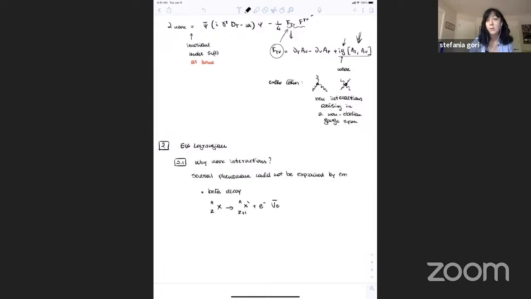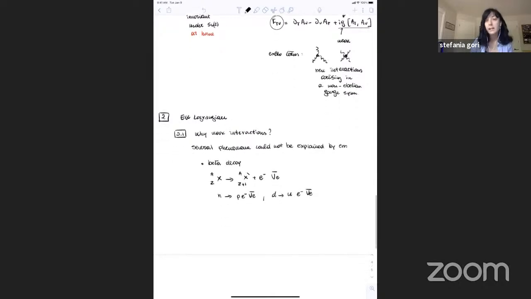This is a process that we had plenty of evidence for, with different types of nuclei. At the elementary level, this can be written down as a neutron going to a proton, an electron and the antineutrino, or also a down quark going to an up quark, an electron and the antineutrino. And obviously, you cannot write down any Feynman diagram that can generate this process just using interactions with photons. So we needed something extra on top of electromagnetism.